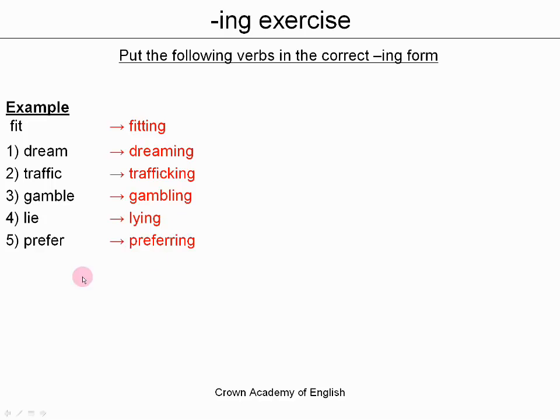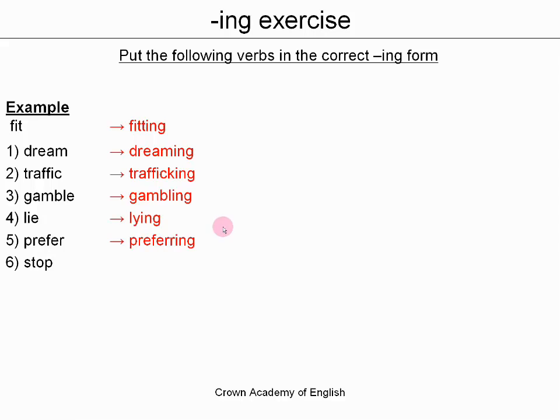Preferring. So the verb ends in a single vowel, a single consonant, which is not a letter W, X or Y. There are 2 syllables, and the second syllable is stressed. So we say prefer. We don't say prefer. We say prefer. So that means we have to double the consonant. We have to double the letter R, and then we add ing. So we have double R, ing, preferring.